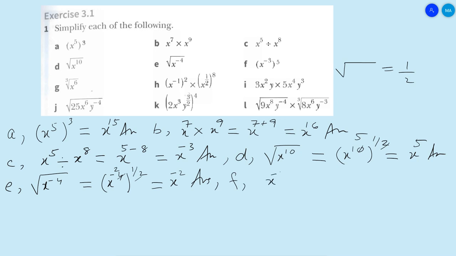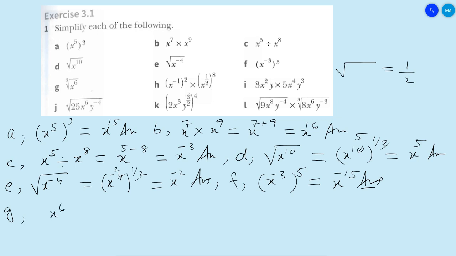x to the power minus 3 to whole power 5. So power to the power is always multiplied. Minus 3 into 5, 3 fives are 15, and minus times minus is plus. So the final answer is x to the power minus 15. Come to part G.